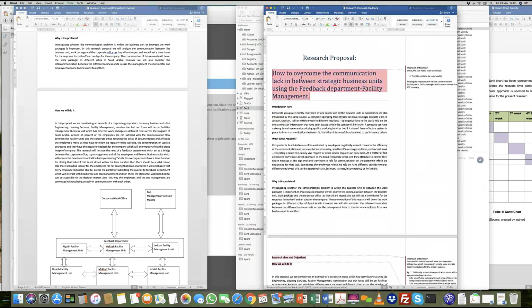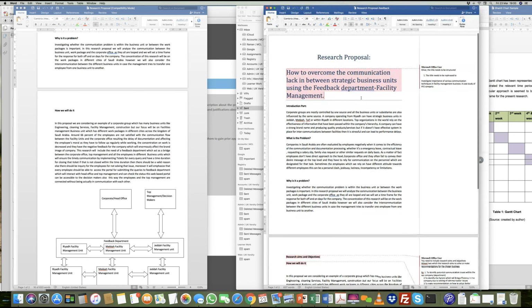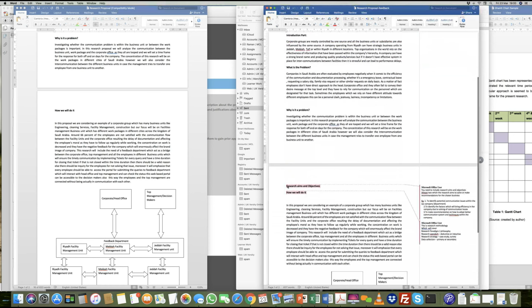So in this topic, how you overcome communication lack between strategic business units, I just rephrased it as: investigate the importance of various communication techniques in facility management business, a case study of a particular company. Now, apart from that, these areas are okay, and I've said, okay, add some research aims and objectives, and this could be like you to identify potential communication issues within the department. So let's identify what the issues are first. And once we've identified the core issues, 3, 4, we need to identify what are the factors which are affecting communication in the department or in the company.